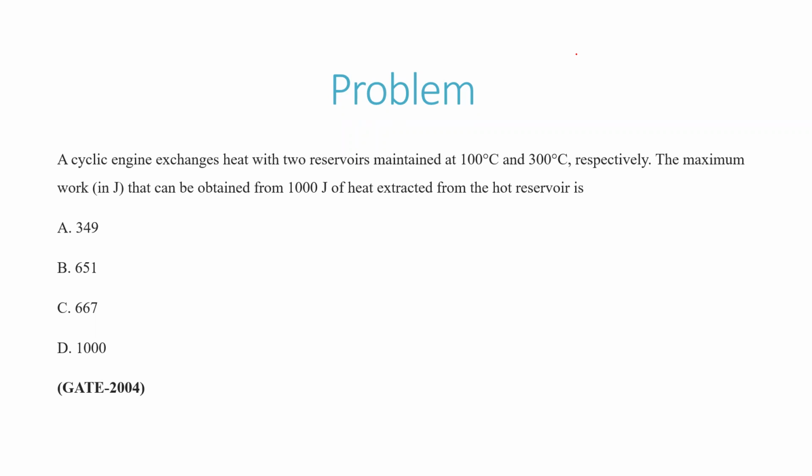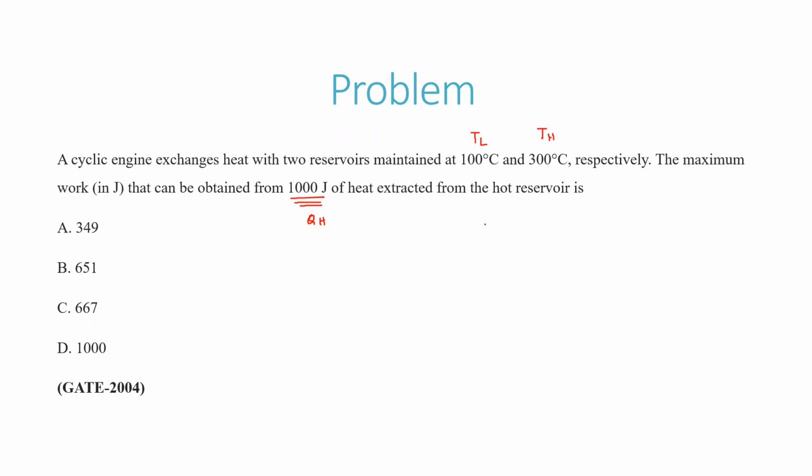Let's solve this problem before we start today's video. A cyclic engine exchanges heat with two reservoirs maintained at 100 degrees Celsius and 300 degrees Celsius respectively. So 100 degrees Celsius is the lower temperature and 300 degrees Celsius is the higher temperature. The maximum work in joules that can be obtained from 1000 joules of heat extracted from the hot reservoir. That means this is QH.